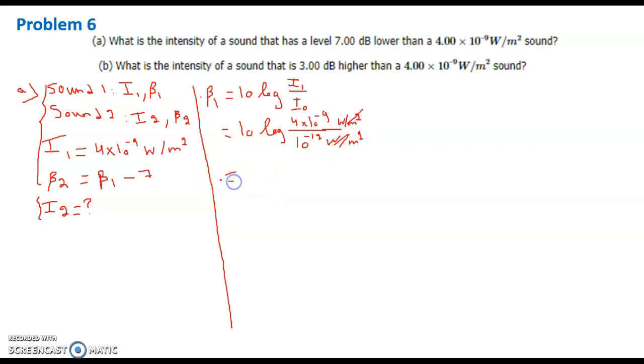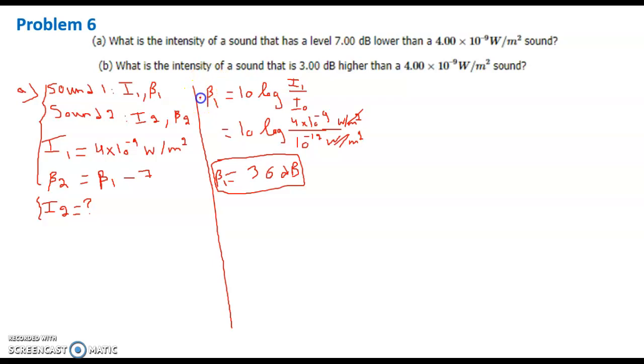So using your calculators you can find the decibel level of the first sound. Let's use the calculator now. 10 power minus 9 divided by 10 power minus 12 times 4, then log the answer, then answer times 10. So this is 36 decibel. Okay, now after finding beta 1 we can find beta 2.